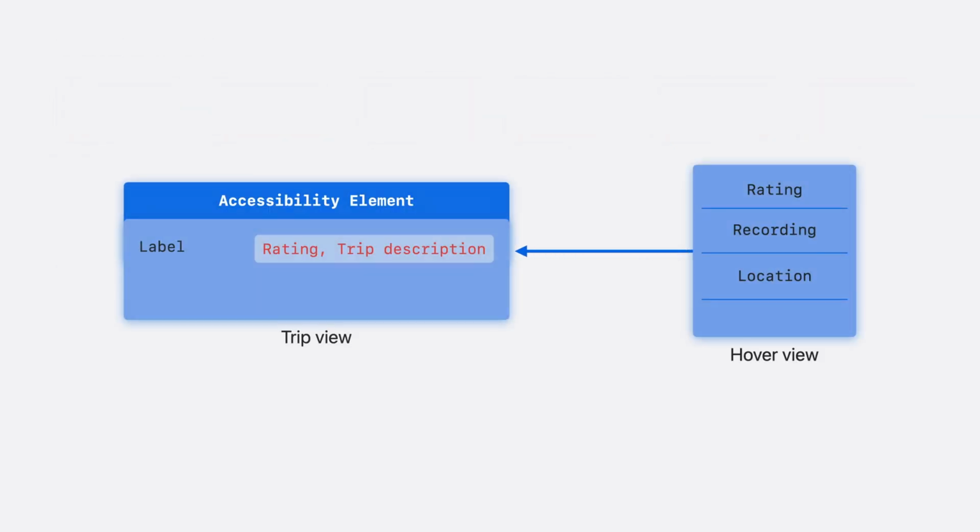This interaction can be simplified by appending the accessibility attributes and actions of the hoverable view as part of the main view. Not every trip may have a recording or a location attached, so the exact number of actions or labels to add to the trip view is not fixed. SwiftUI provides accessibility modifiers for just these cases. Let's start with actions.